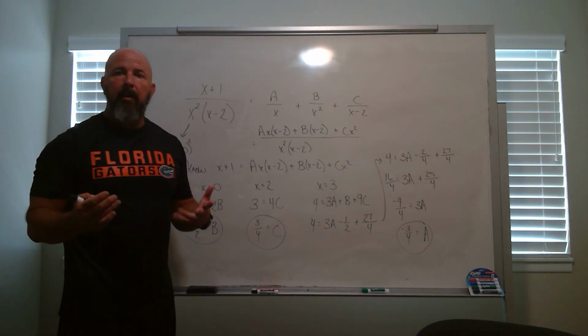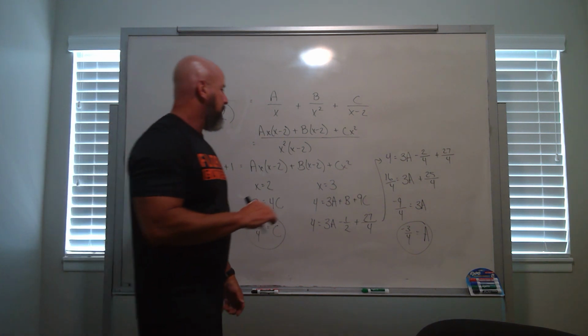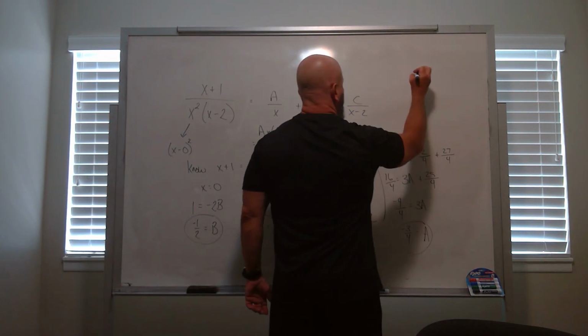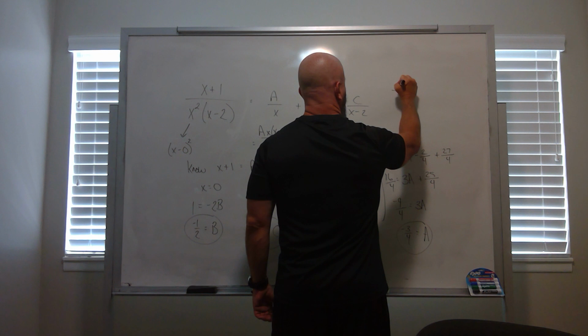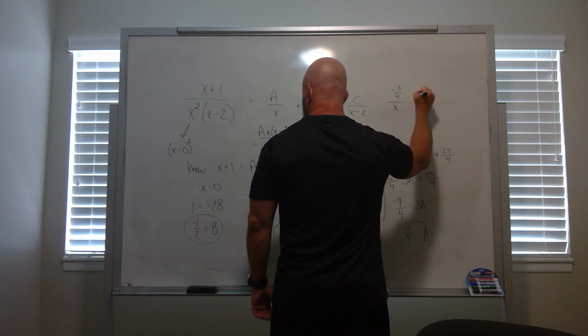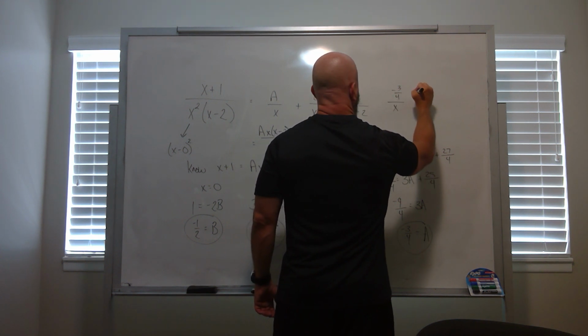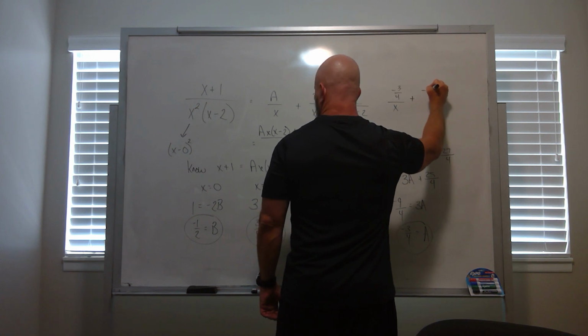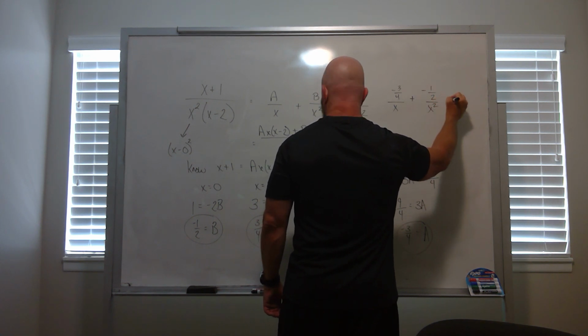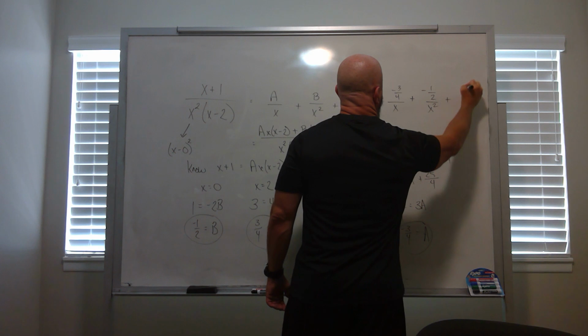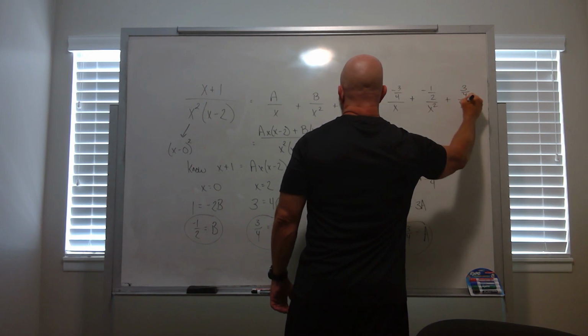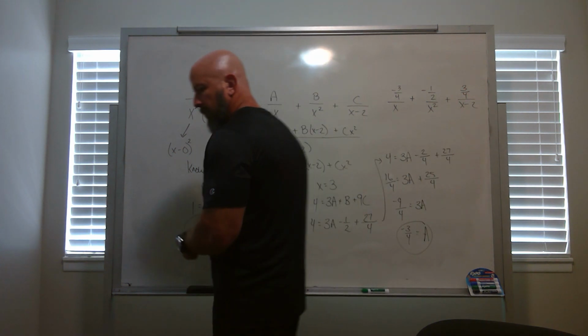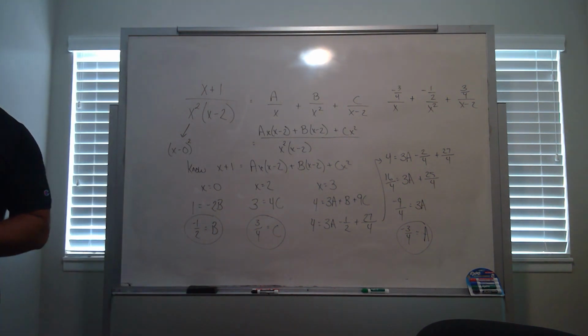And then we need to remember to write it back into our original piece here. So negative 3/4 over x, plus negative 1/2 over x squared, plus 3/4 over x minus 2 in that format.